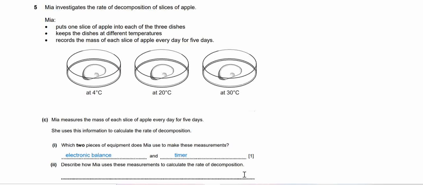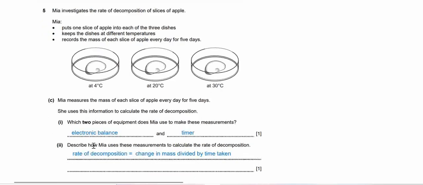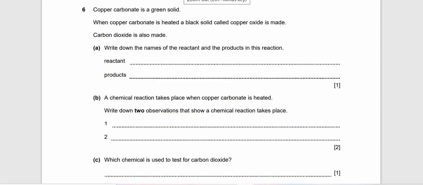Alright, let's open up the answer. Well, the rate of decomposition is equal to change in mass divided by time taken. Right, that will be how Mia uses measurement to calculate the rate of decomposition. Next, we move on to question 6. Here we go, question 6.